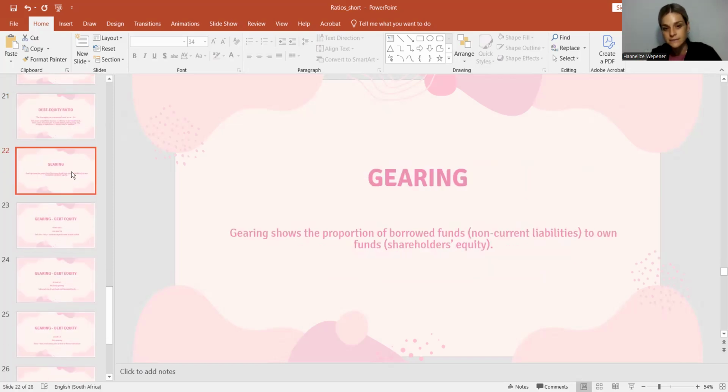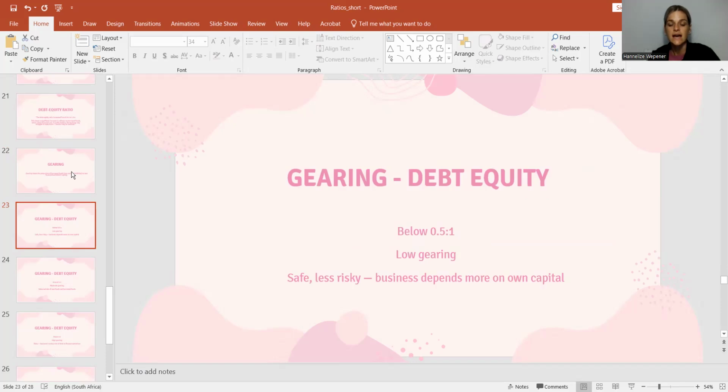Okay, so like I said, we're also going to look at the gearing. So how much am I relying on these loans versus how much am I relying on my own funds? And if it is below 0.5 to 1, we are going to say that we are lowly geared. So lowly geared, we are safe. We should be able to pay off our loans. We are not heavily reliant on third-party debt.